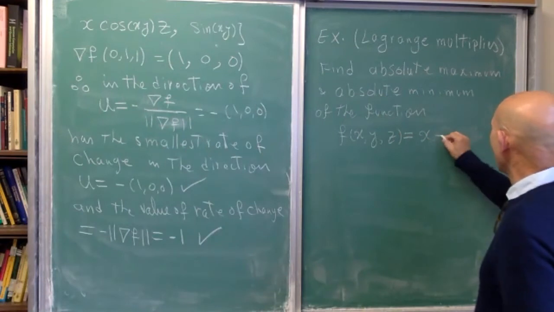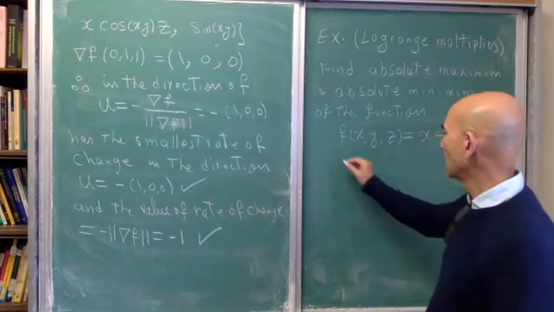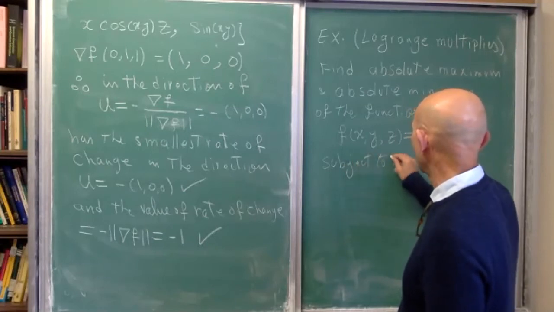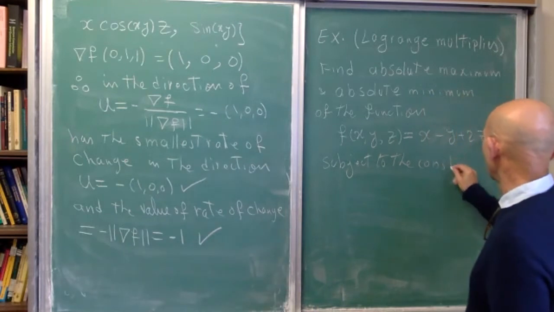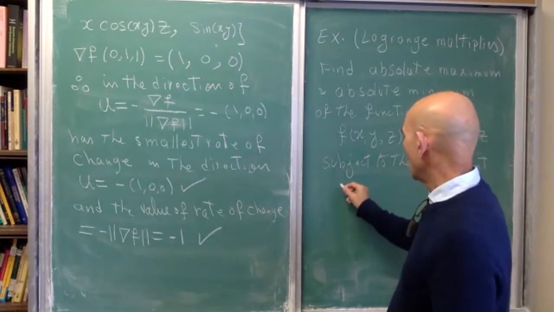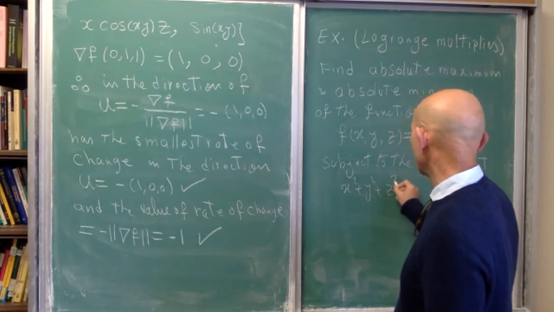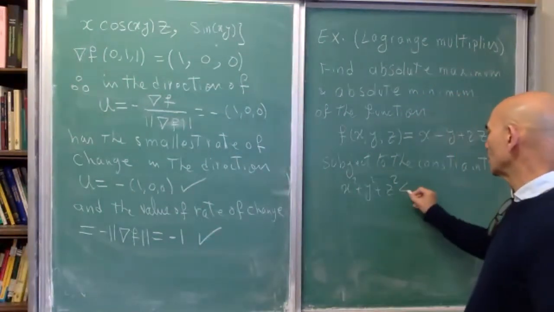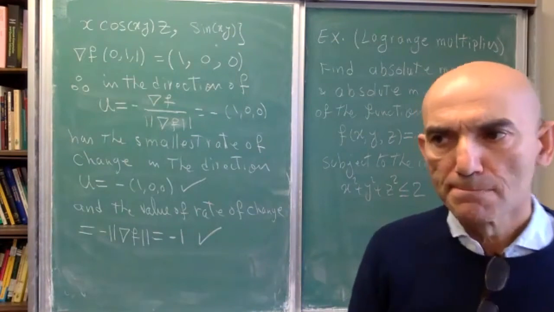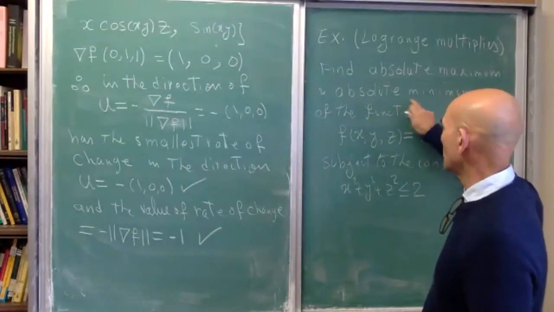I'm going to say x minus y plus 2z, subject to the constraint x² + y² + z² less than or equal to 2. Okay. So the question is: find the absolute maximum and absolute minimum.